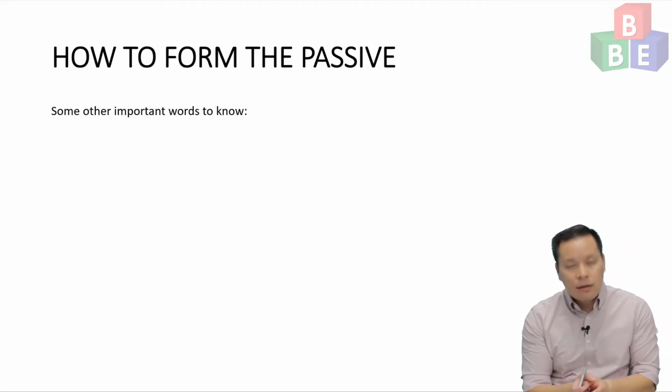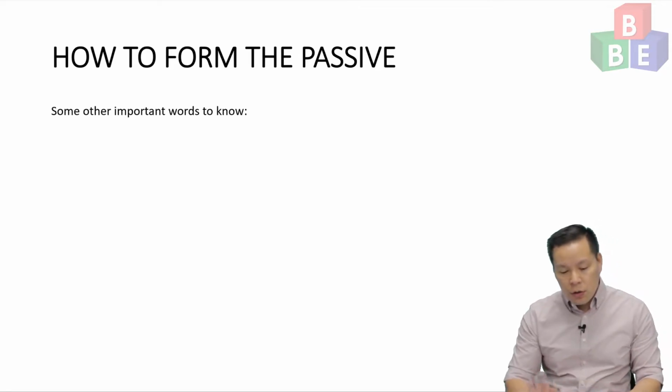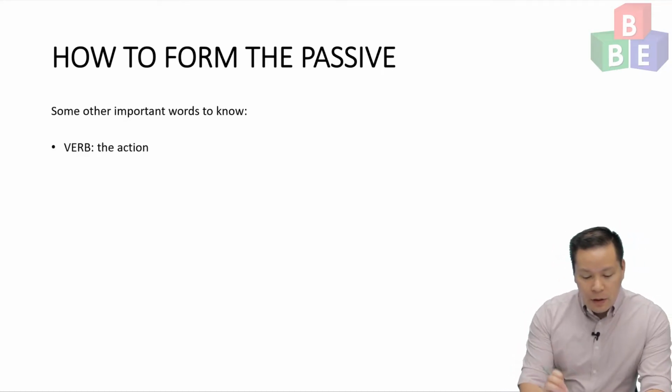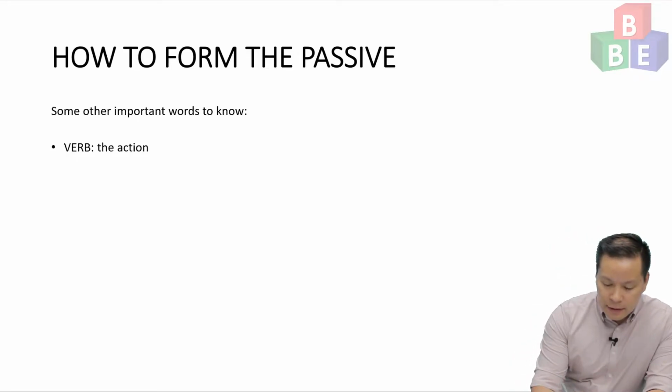But in this case here, these are the grammatical parts of a sentence. So, this might be a little bit of a revision for you. The verb is the action. Usually this is signified by the letter V.